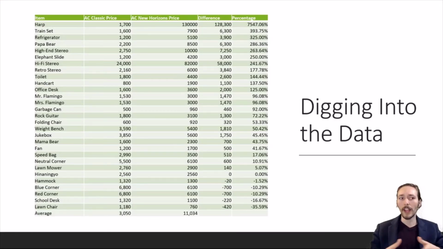And so let's dig into the data a little to see how that actually comes about. If you look at this table, you'll notice that some goods have what I will call an obscene rate of inflation, most notably the harp, at 7,547% relative to its original price in Animal Crossing Classic. And so, looking at the raw data, you can also see the average price has increased by nearly 8,000 bells across the board.